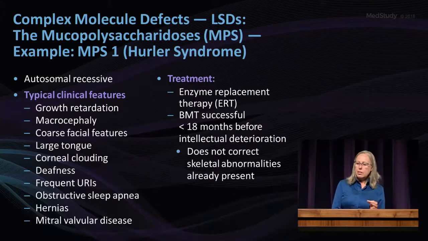We can do an enzyme replacement therapy. If you make the diagnosis early enough, you can do bone marrow transplant before the intellectual deterioration. If you do it afterwards, it does not reverse any of the intellectual problems, and it doesn't correct any of the skeletal abnormalities that are already present when you do the bone marrow transplant.